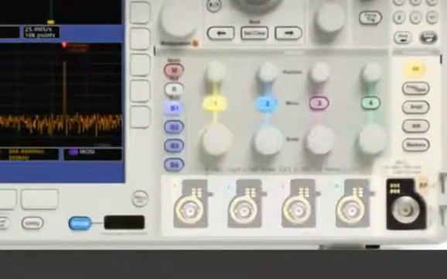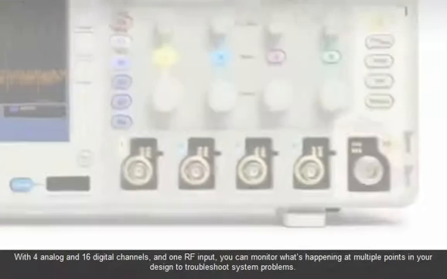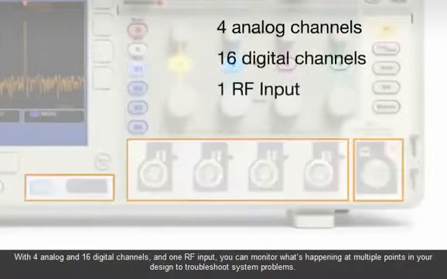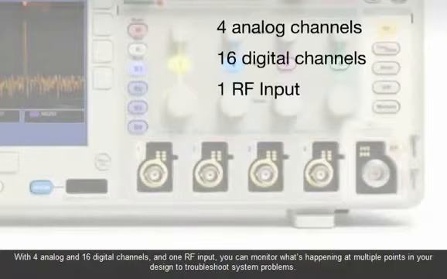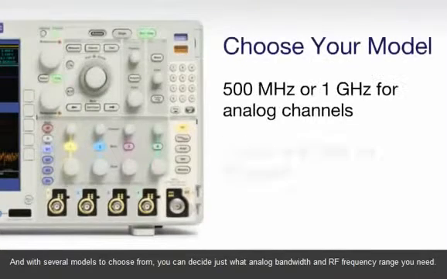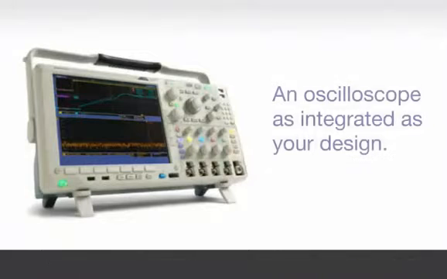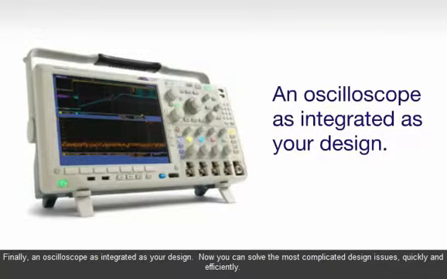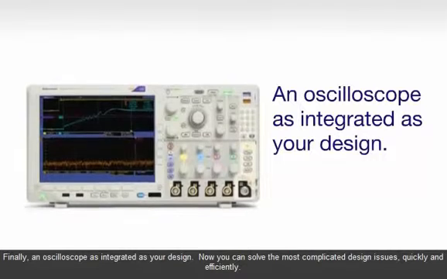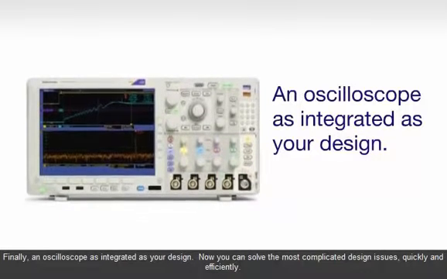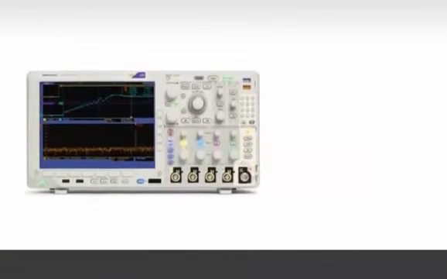Complete system visibility like this hasn't existed before now. With 4 analog and 16 digital channels and 1 RF input, you can monitor what's happening at multiple points in your design to troubleshoot system problems. And with several models to choose from, you can decide just what analog bandwidth and RF frequency range you need. Finally, an oscilloscope as integrated as your design. Now you can solve the most complicated design issues quickly and efficiently.